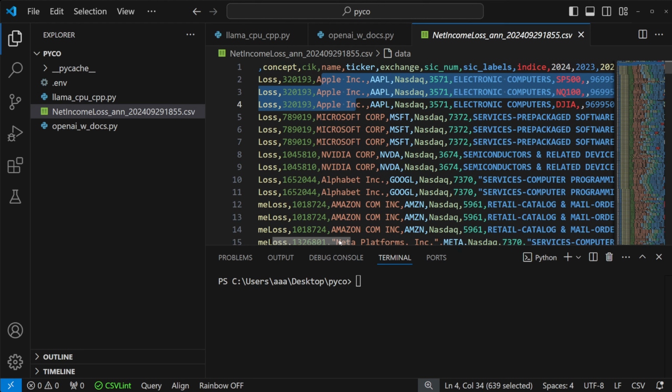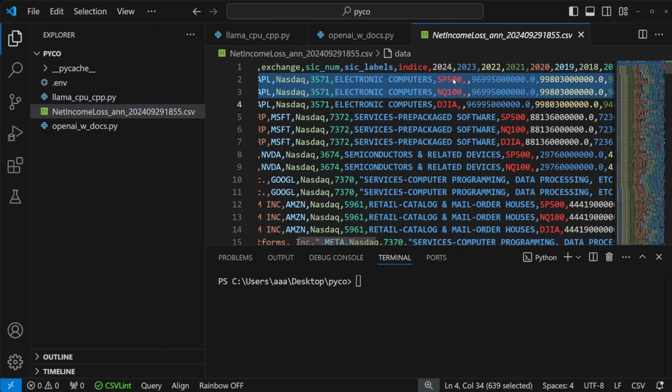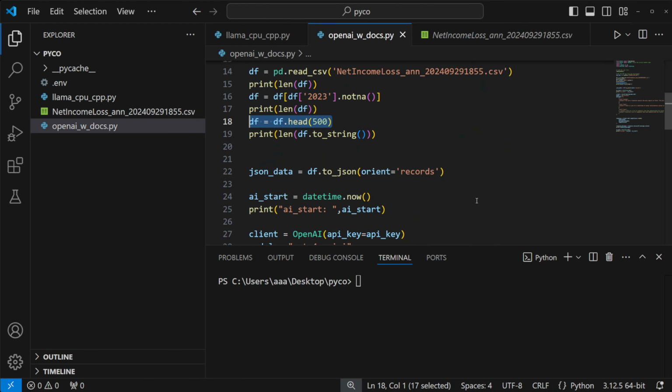As you can see, each company has the potential to have more than one row. The reason for that is because it will also list the index that every company is in. So if it appears in more than one index, then it'll have more than one record. So just bear that in mind.